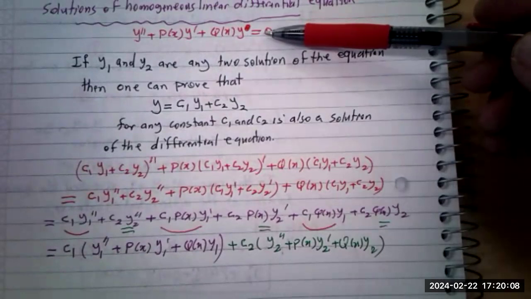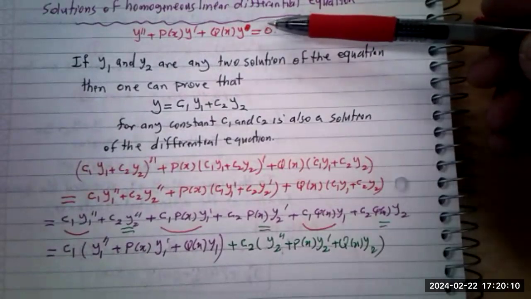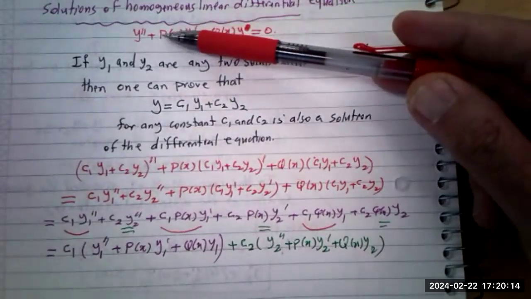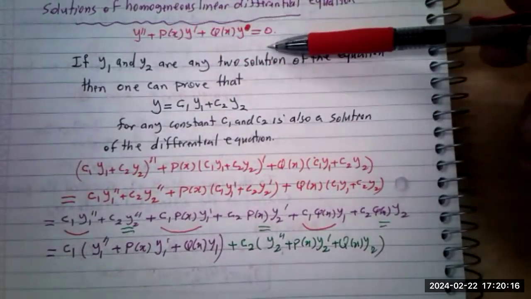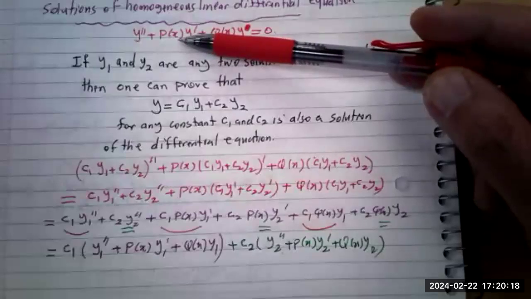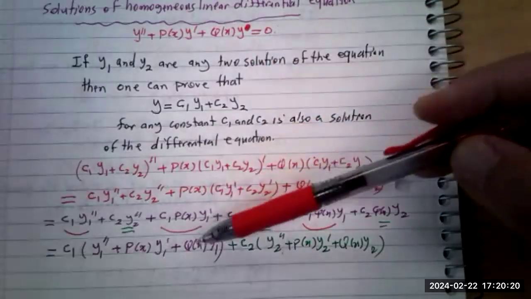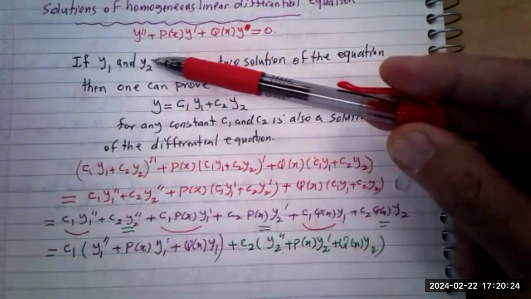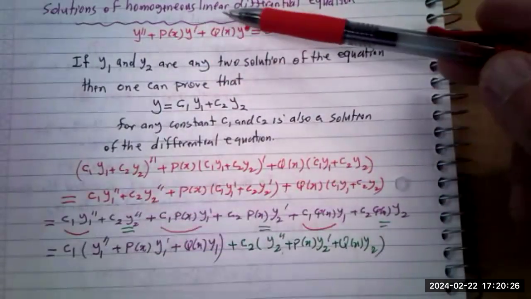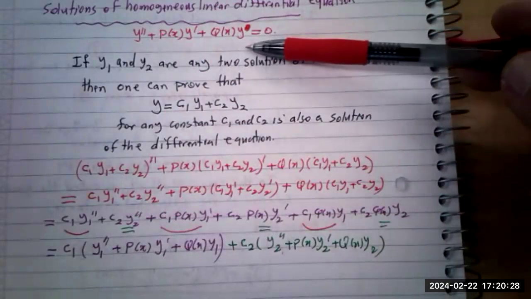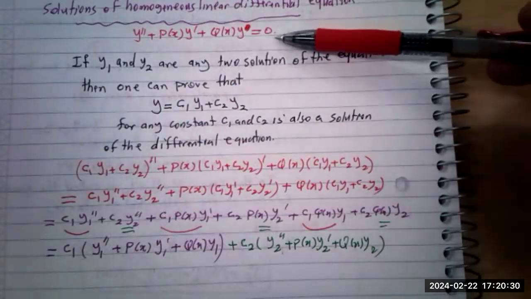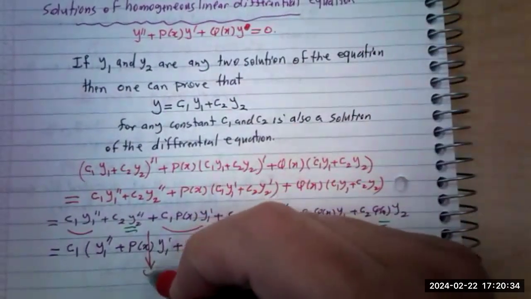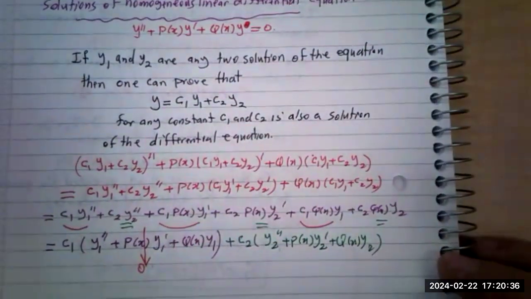And you know that a function is a solution of the equation if that function satisfies the equation. Satisfy means you can put in Y1 and the result must be 0, and you can put in Y2 and this result must be 0. Look at the first one. Y1 double prime plus P(x) Y1 prime plus Q(x) Y1 is equal to 0. So this would be 0, because Y1 is the solution of the equation.